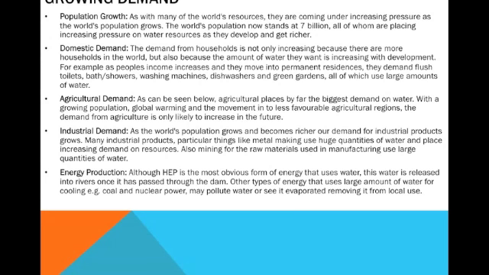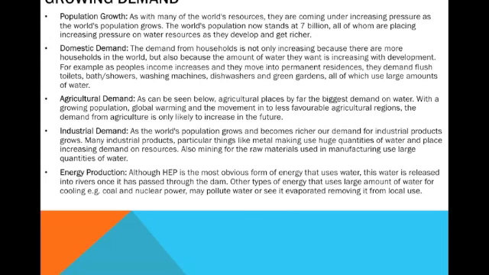Also, the agricultural demand. As can be seen below, agriculture places by far the biggest demand on water. With a growing population, global warming, and the movement into less favorable agricultural regions, the demand from agriculture is only likely to increase in the future. So, industrial demand. As the world's population grows and becomes richer, our demand for industrial products grows. Many industrial products, particularly things like metal making, use huge quantities of water and place increasing demand on resources. Also, mining for the raw materials used in manufacturing uses large quantities of water.